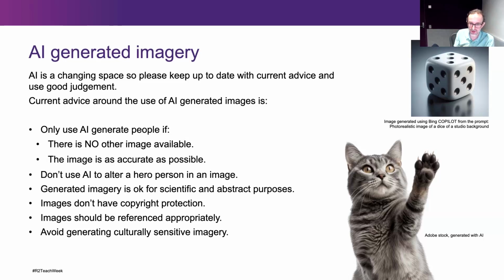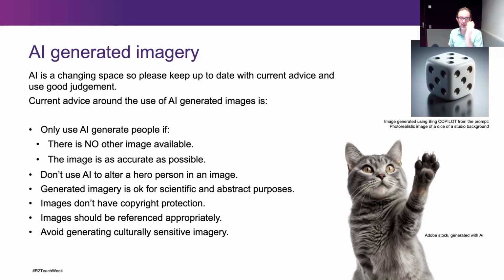So the person can't have 5 fingers, 4 eyes, and 9 legs. It needs to be as accurate as possible. It needs to be very, very realistic in order for you to use it. It's part of the authenticity of UQ. So that's quite important. Don't use AI to alter the hero images of someone. So, how do you reference in a video?